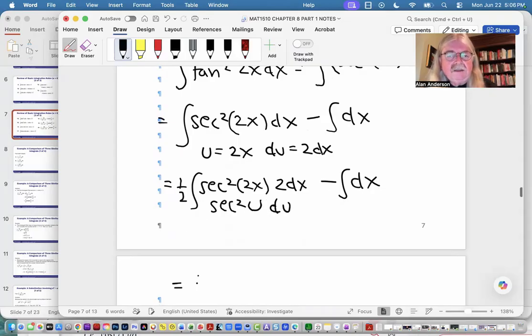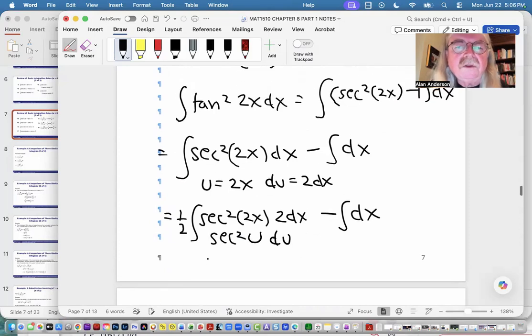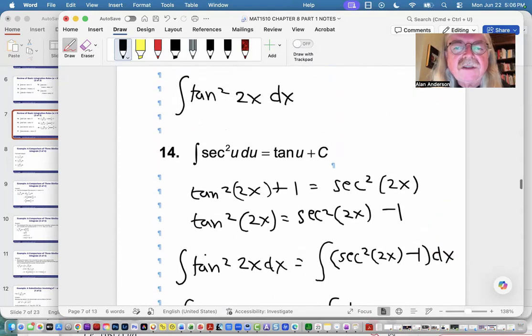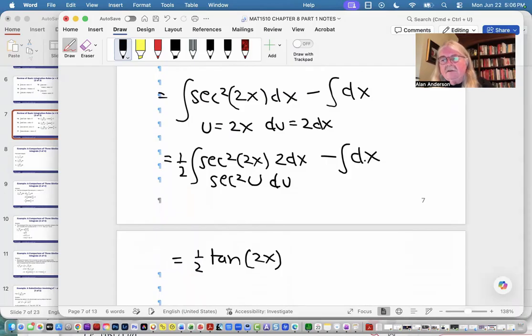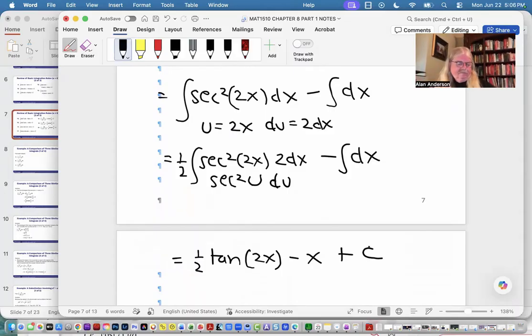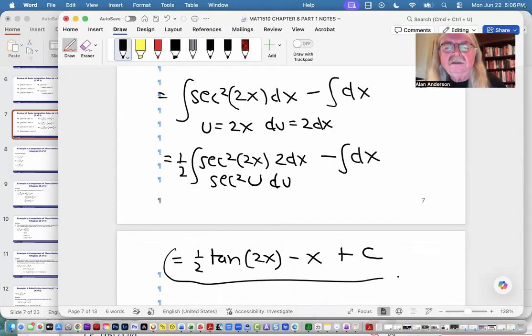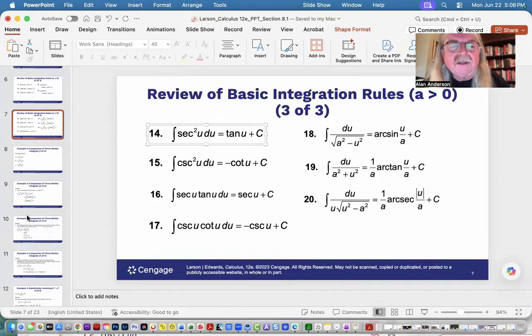And so according to the rule, that should give us the tangent of u. But don't forget the 1/2. And then the integral of dx is just x. All right. And there we are. So that was a little tricky. Man, there's so many possibilities here.